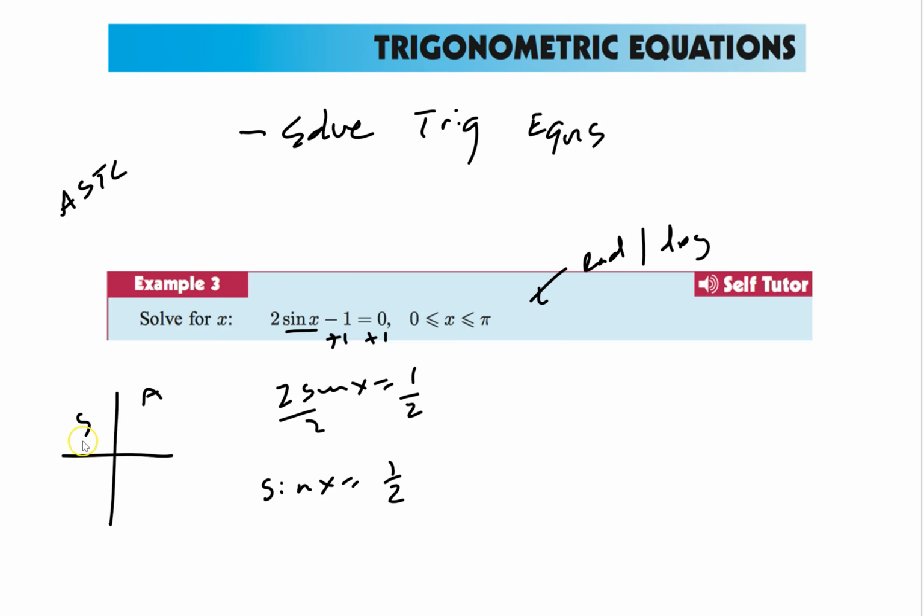So all students take calc. What we want to do is look at what we have. This is a positive value. Remember, all students take calculus. This tells you where stuff's positive. We're doing sine, so we're going to be positive in quadrant 1 and in quadrant 2.